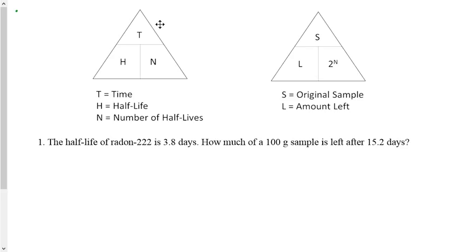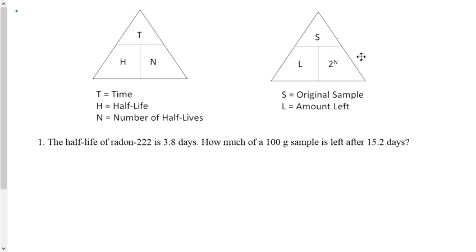The triangle on the left is to determine the relationship with the half-life. T stands for the amount of time that has gone by. H is equal to the half-life, the time it takes for half of a radioactive element to disappear. And N is the number of half-lives that has occurred based on the amount of time T.